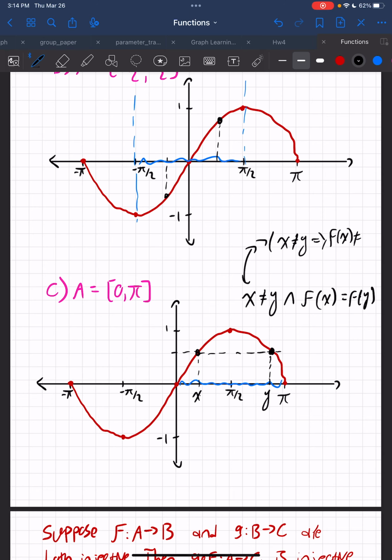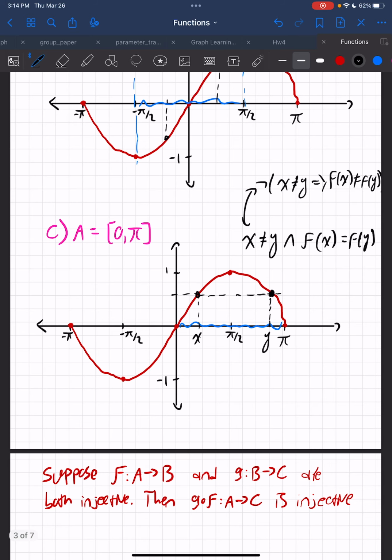X is not equal to y implies f of x is not equal to f of y, right? So when the negation of this statement is true, it means that the function cannot be injective.